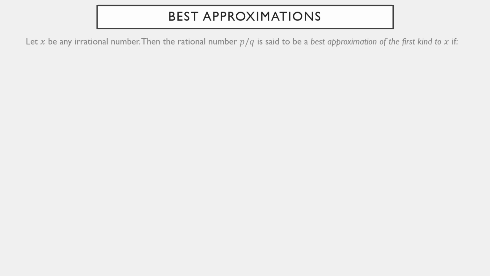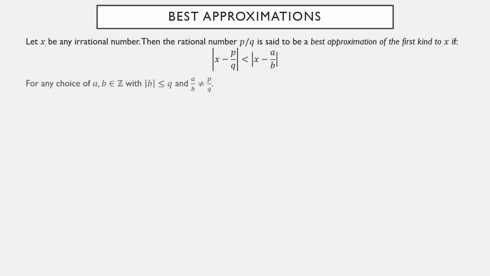So now we can look at what are best approximations. Suppose x is an irrational number. The rational number p over q, we're not necessarily saying it's a convergent or anything like that, just a rational number. We call it a best approximation of the first kind if |x - p/q| is strictly smaller than |x - a/b| for any choice of rational number a over b where b is less than or equal to q, and you didn't actually have exactly the same thing. In other words, of all the rational numbers whose denominator is up to and including q, p over q is the closest one to x. That is a best approximation of the first kind.